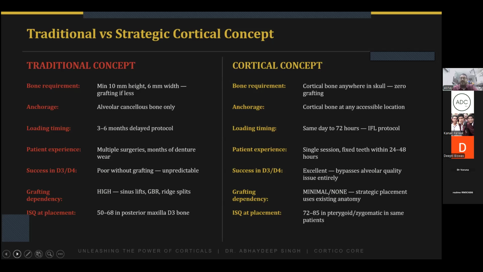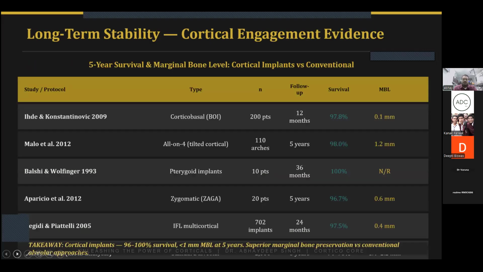The torque is higher. The initial stability, the primary stability, is higher. So this is the emerging newer science. Cortical bone engagement is not technically new, but it is emerging now because it has been studied and researched for, I guess, more than 100 years now.